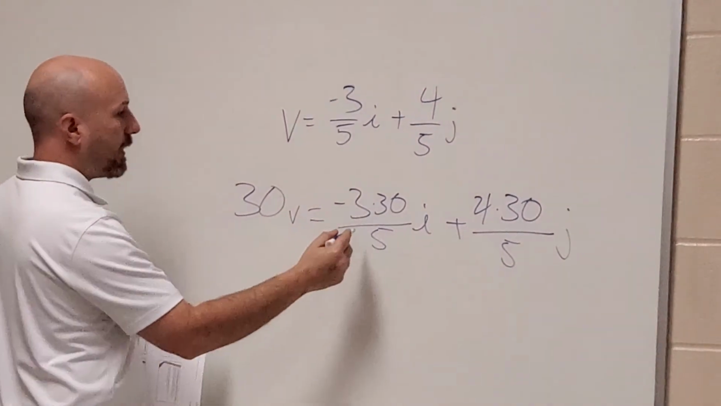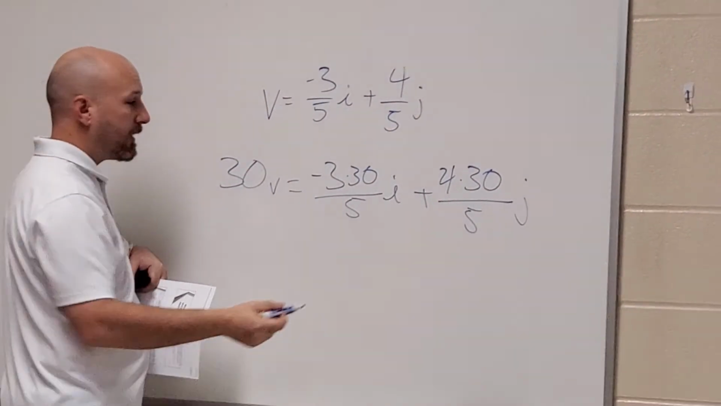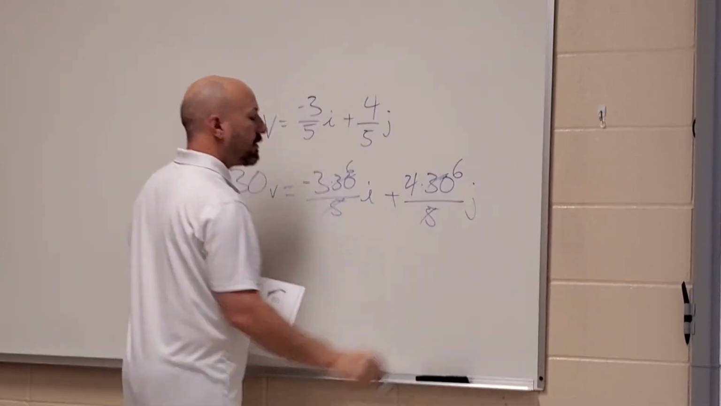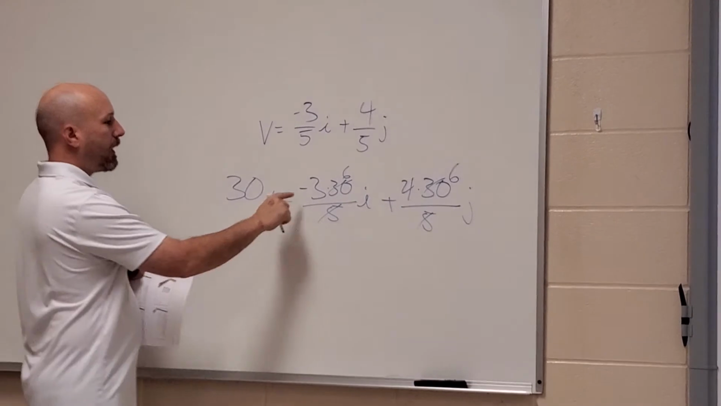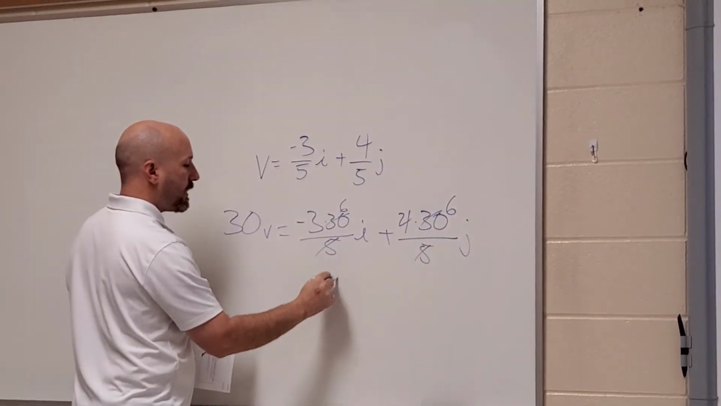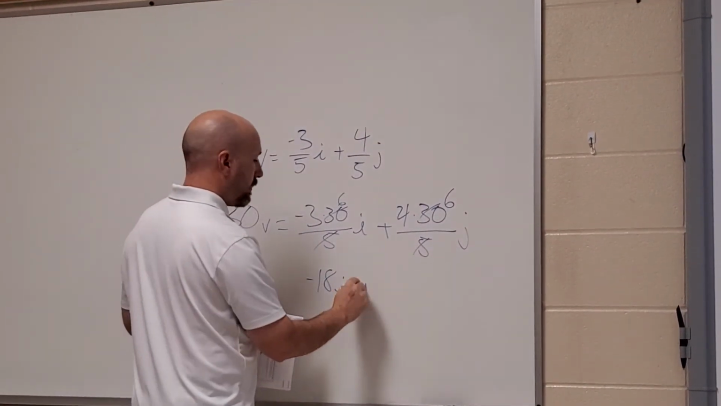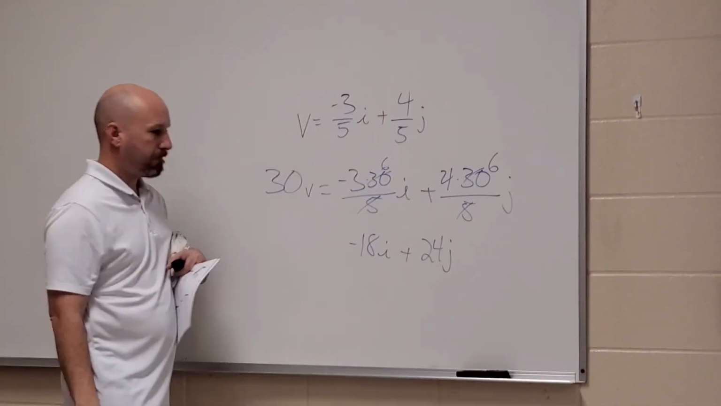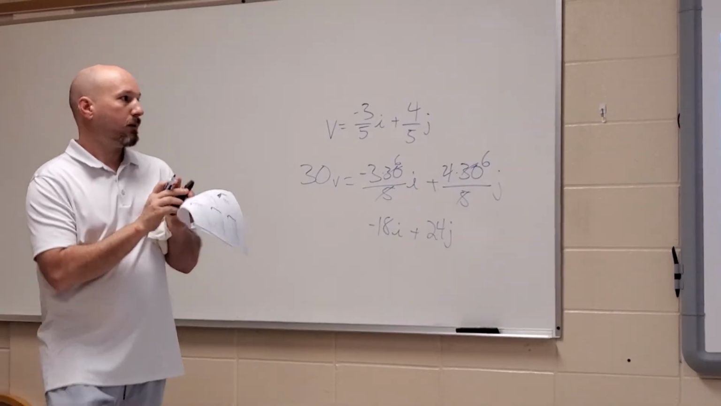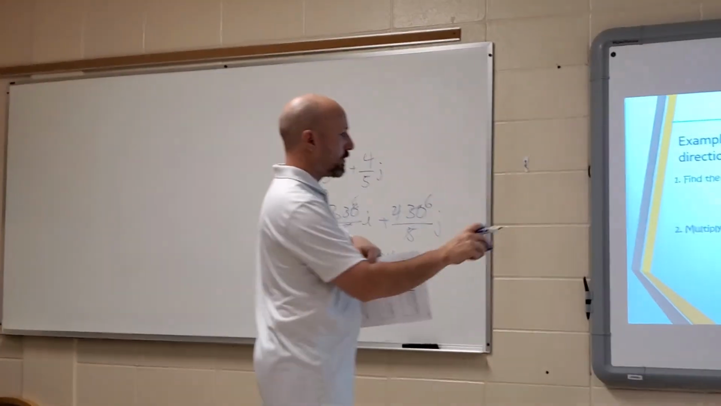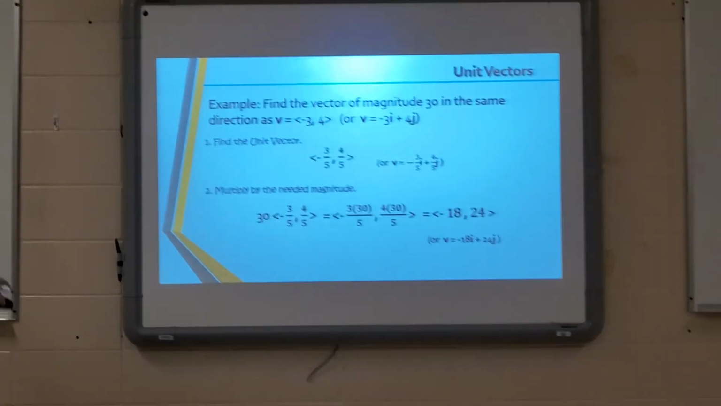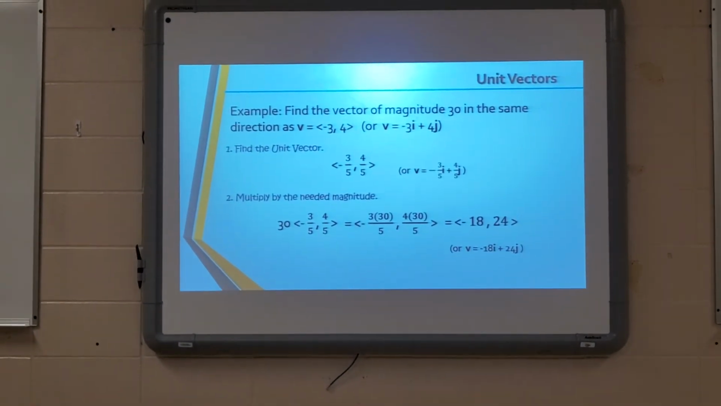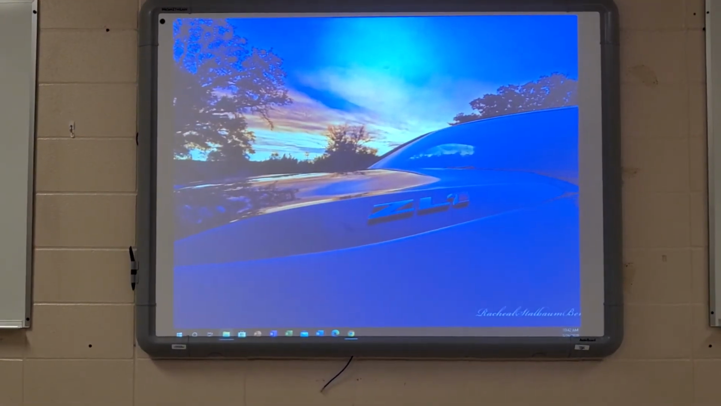You guys been in my class long enough, you know I like to cancel things out. Negative 3 times 6 is negative 18i, and 4 times 6 is 24j. This should reflect that same process. Again, not very complicated. Everything kind of builds on itself.